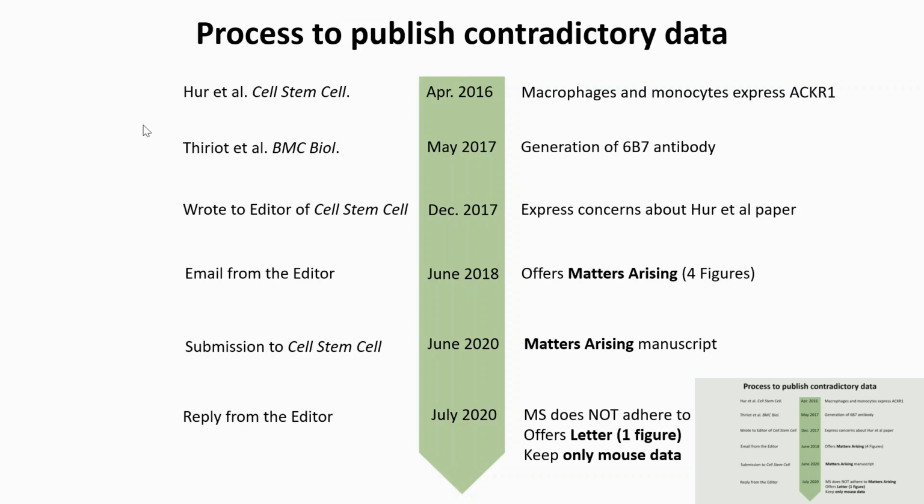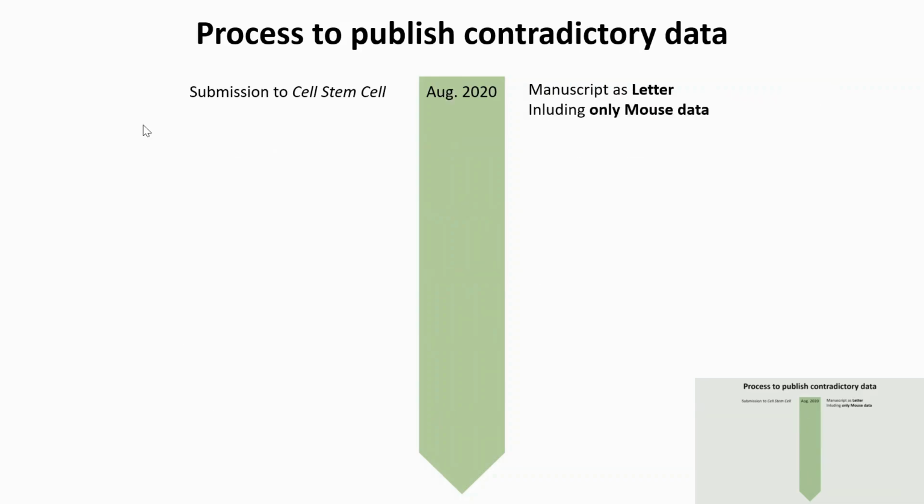So what they offered instead is to write a letter, which is now 1 figure. So we had to condense our 4 figures into 1 figure. And they proposed that we focus only on the mouse data and remove the human data. So we tried to complain, etc., but it didn't work. So we rewrote the manuscript as a letter with only mouse data.